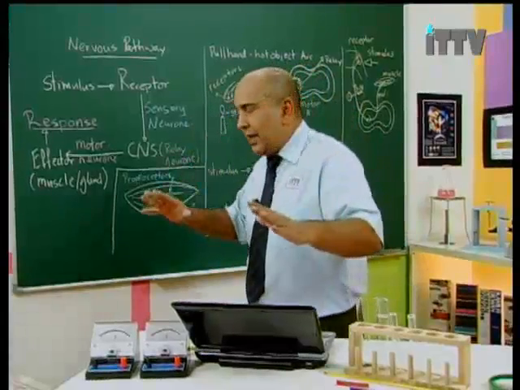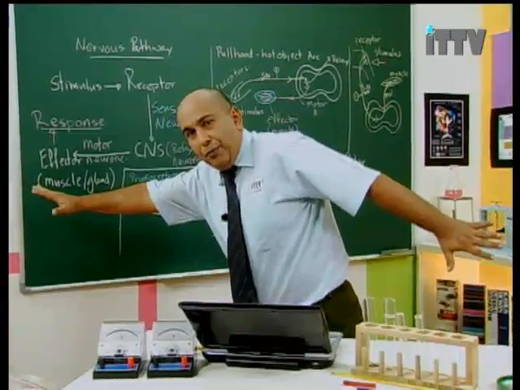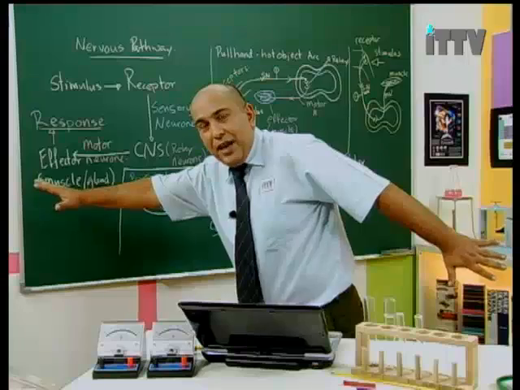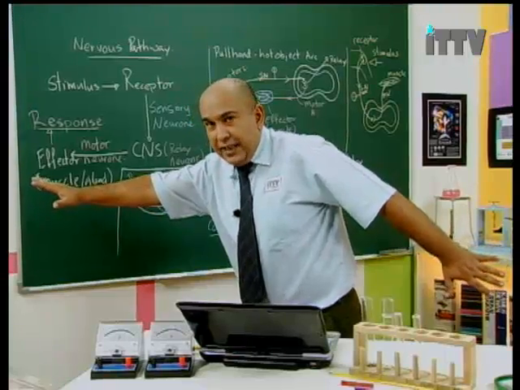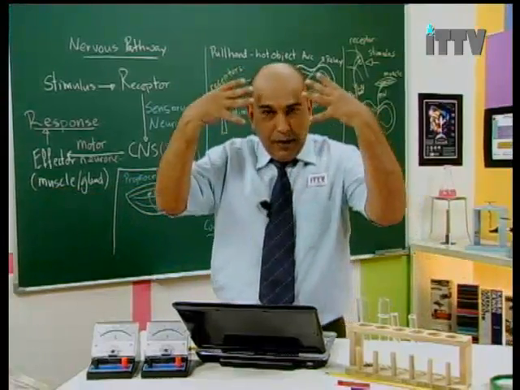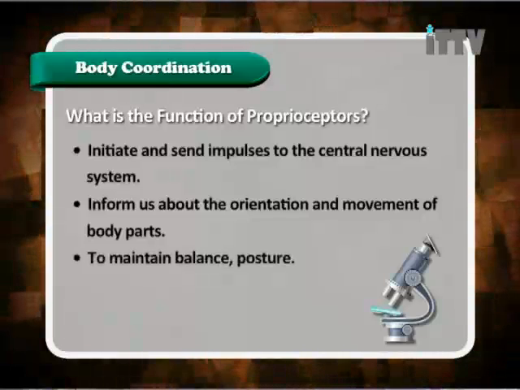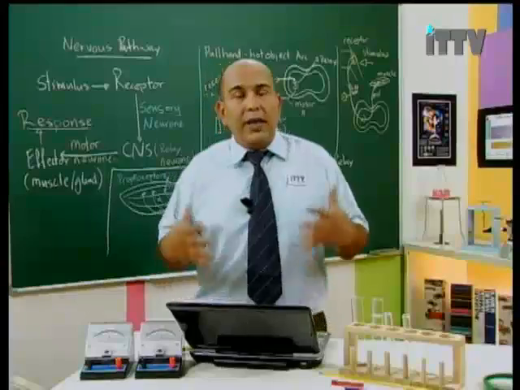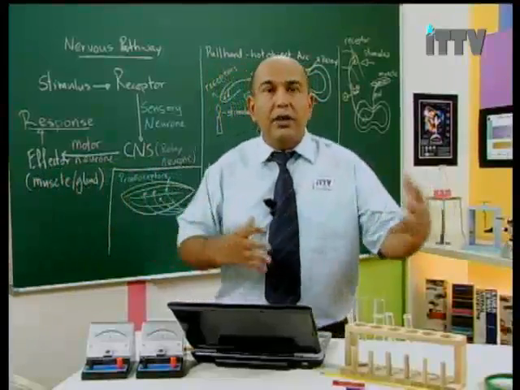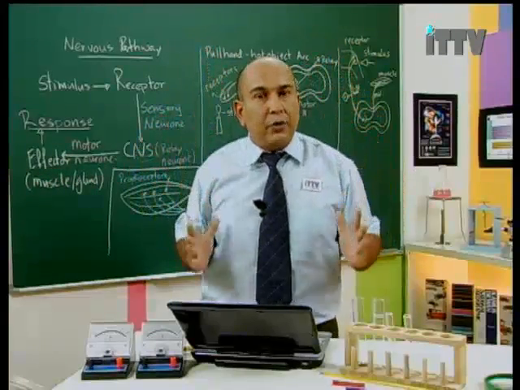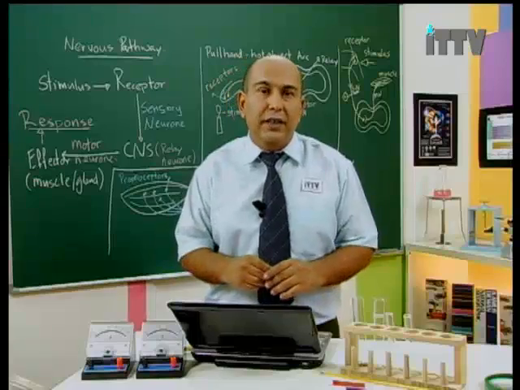Example, if I stand like this, my proprioceptors are sending a message to my brain saying, I'm standing in a silly position. So my brain knows what I'm doing. Let's go back to the slide. To maintain balance and posture. When I'm standing here and I'm moving around, my body needs to make sure that I'm in complete balance so that I don't fall over and look silly.